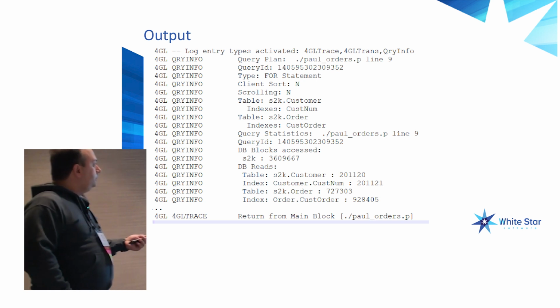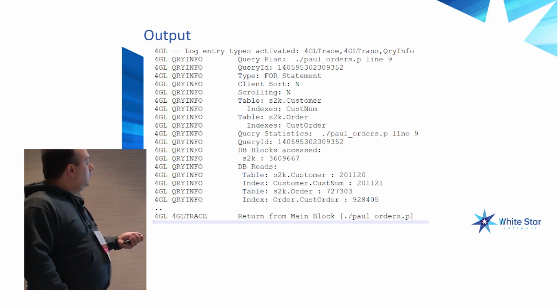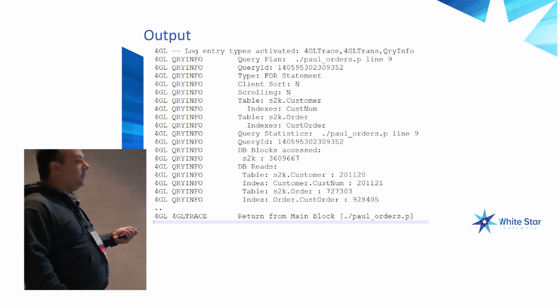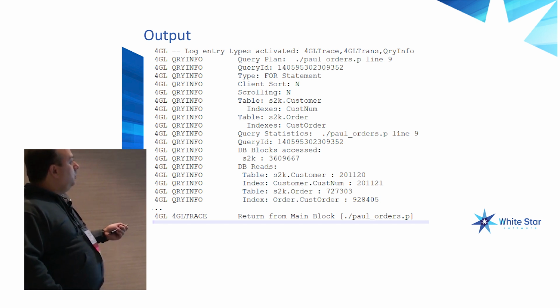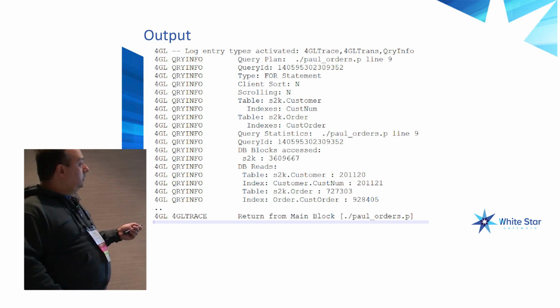So what do you get as output? Let me zoom in on this. I love this zoom feature. So it tells me, okay, you did a for statement, that's great. Which table? Customer. Which index? Custom. It's paulorders.p line 9. And then here's where it gets really interesting. It tells me I did 3.6 million database block accesses overall, of which 200,000 were in the customer table, 200,000 were in the customer index, 727,000 were in the order table, and 928,000 were on the cust order index.